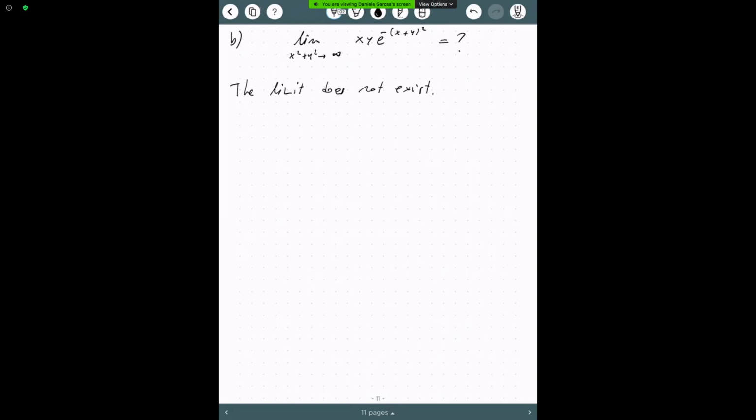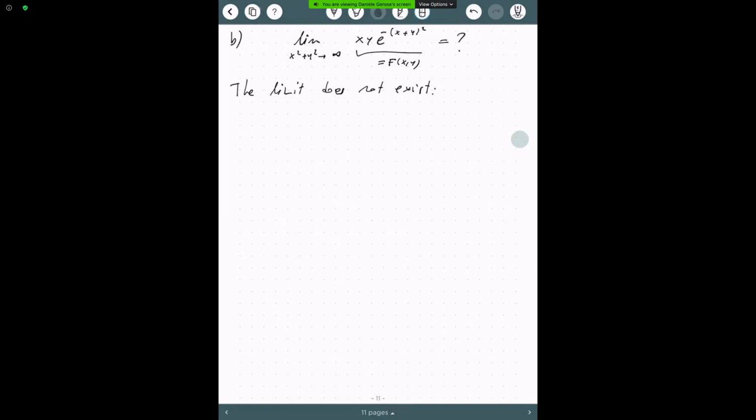It is enough to let me call this guy here f of (x, y). The limit does not exist. Why? Because you have that f of (x, 0) is equal to 0, while if you pick f of (x, minus x), that's going to be minus x squared, and this goes to minus infinity. Okay, so this was a bad idea.